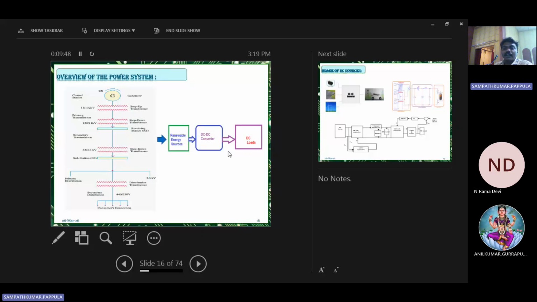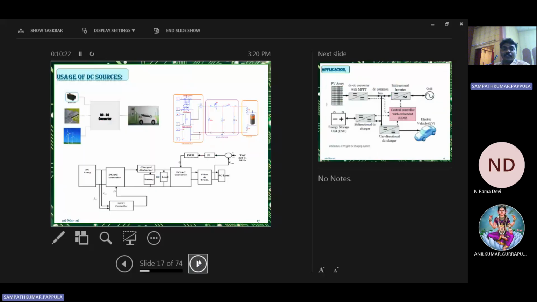And here there is another one. From the power system network, I am taking renewable energy sources, and here I am using some DC loads. From the renewable energy we are getting variable DC, and for driving the DC loads I need fixed DC. So with the help of the DC to DC converter, I am trying to make the variable DC into fixed DC to drive our DC loads.